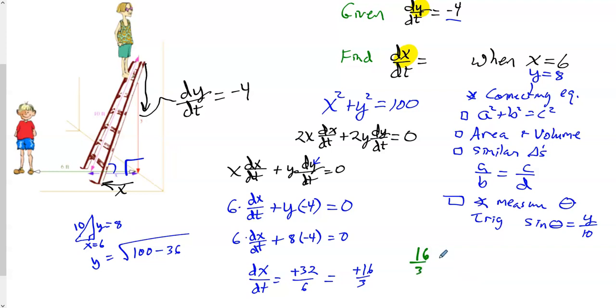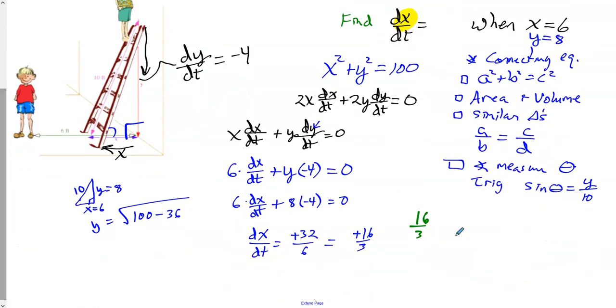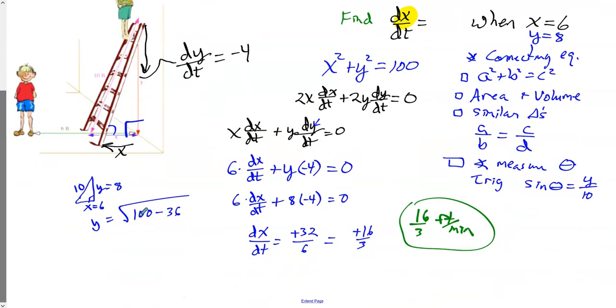And then I want to label it with the proper units. So it was moving down before in feet per minute, I believe it was. Yep, in feet per minute. So I want to make sure I label my answer with 16 thirds feet per minute. Perfect. That all makes perfectly good sense for this question. And that is the answer to the question. I'll just double check that I did answer that. Yeah, when it hits Lou, it's moving at 16 thirds feet per minute.